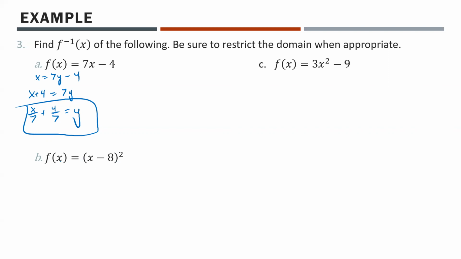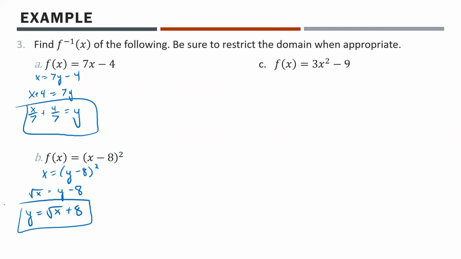Now let's worry about this next one. f of x equals (x minus 8) squared. Whoa, there you go. We have a quadratic, right? Let's first start by finding the inverse. So this becomes x equals (y minus 8) squared. Let's get this y all by itself. I would square root both sides. So we have the square root of x equals y minus 8. And then, of course, just add 8 to both sides. So y equals the square root of x plus 8. So that's our inverse function right there.